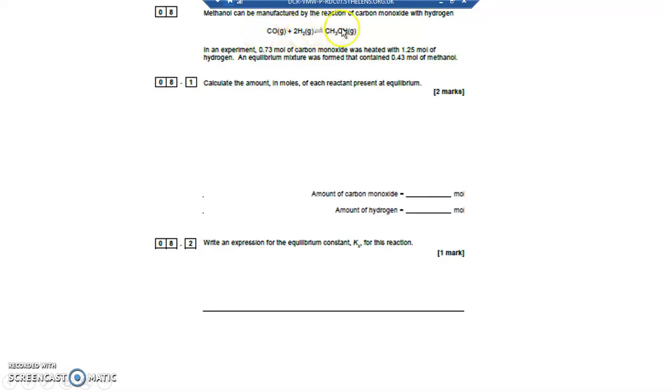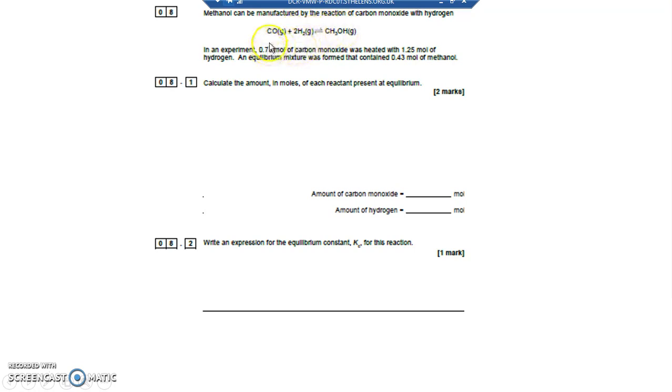Let's look at this reaction to make methanol from carbon monoxide and hydrogen. 1 mole of carbon monoxide makes 1 mole of methanol. 2 moles of hydrogen are needed to make 1 mole of methanol. So it's a reversible reaction, so it can go in forward and backward directions.